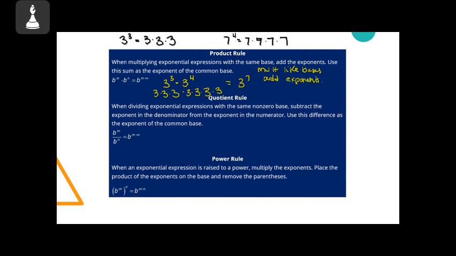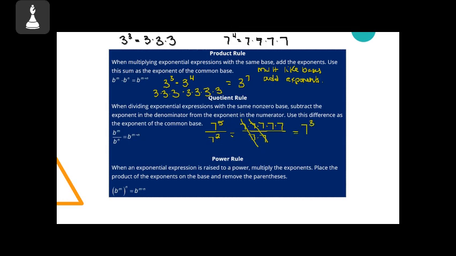So for division, if we read that here, when dividing exponential expressions with the same base, we're now going to subtract the exponents. So if I have 7 to the 5th over 7 squared, well, let's think about that. That's 1, 2, 3, 4, 5 sevens on top and 2 sevens on bottom. Well, 2 of them are going to cancel out, and I'm left with 3 on top, which is 5 minus 2.